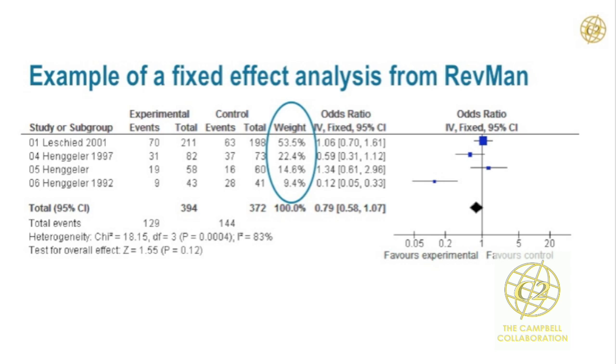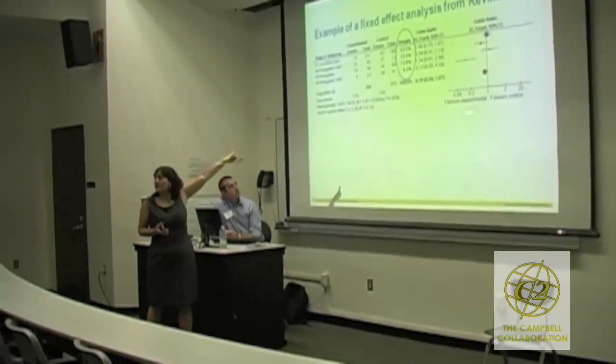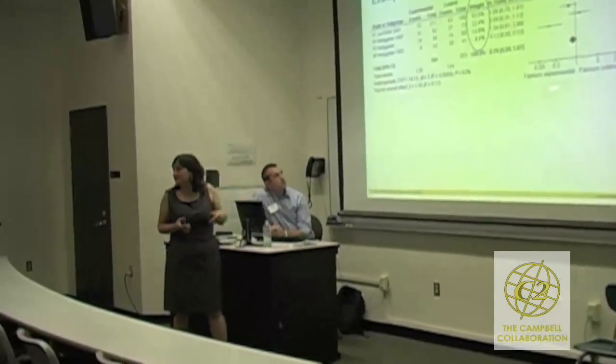So that first one is the biggest study. It has 198 people in it. And you can see that that box is much bigger than the studies below it. They're actually in order of sample size here, which was intentional. So our smallest study is on the bottom, the last one.